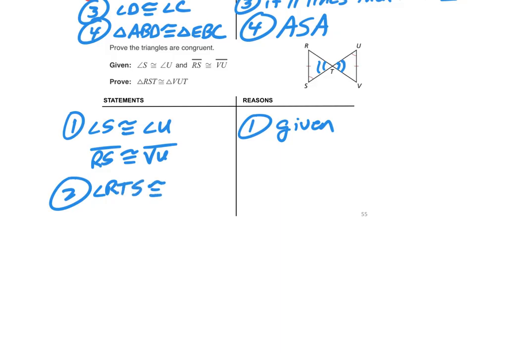So I'm going to say angle RTS is congruent to angle VTU, because vertical angles are congruent. Okay, I now have three pieces, and the reason why we want to mark it on our picture is so now I can look at the pieces that I have and see if that's enough.